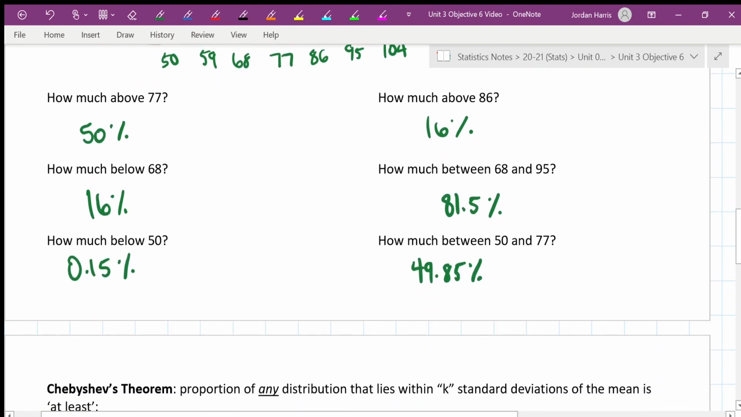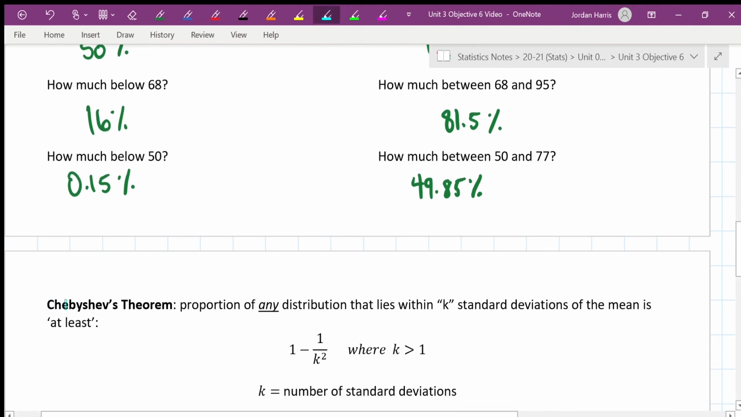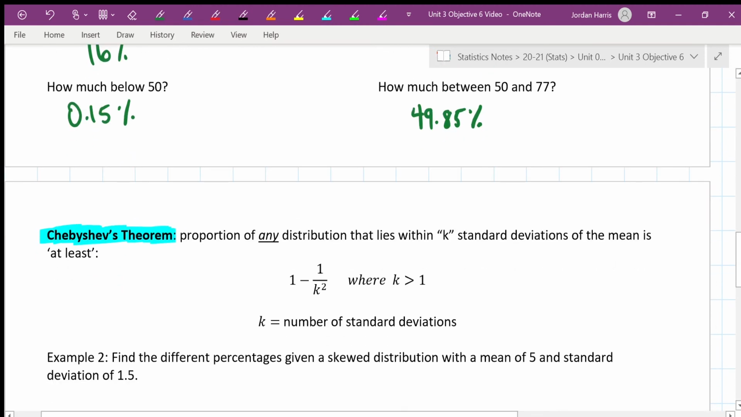So the question comes in, well, it's not always a normal distribution. If it's not a normal distribution, we can still find these percentages, but there's a caveat. With the empirical rule, we have exact numbers: if it's normal, this is how many will be in these sections. So we're going to use Chebyshev's theorem.